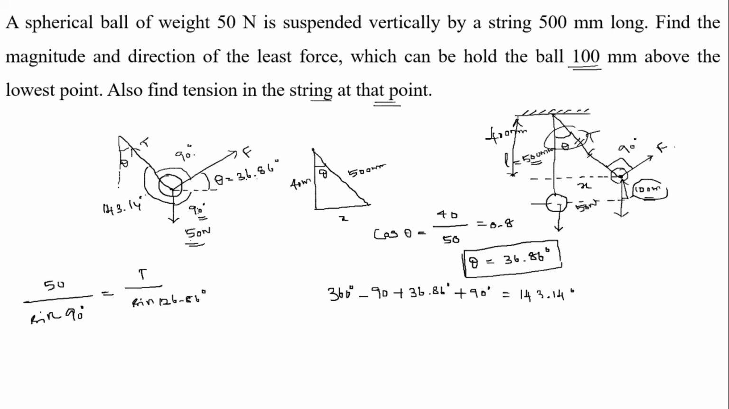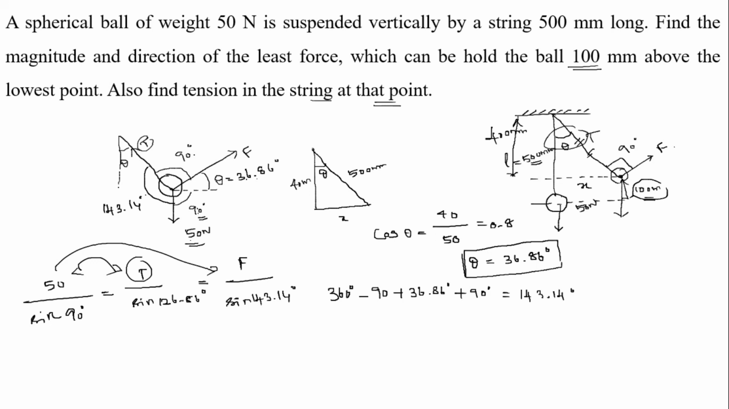126.86 degree, which is equal to force F divided by sine of the included angle between tension and weight, which is 143.14. So sine of 143.14 degree. So this is the method of Lami's theorem. We know how to solve this. Equate these two, we will get T, and equate these two, we will get F.